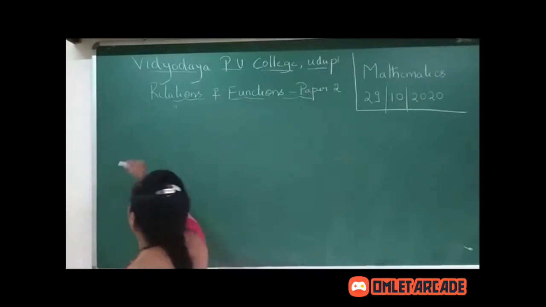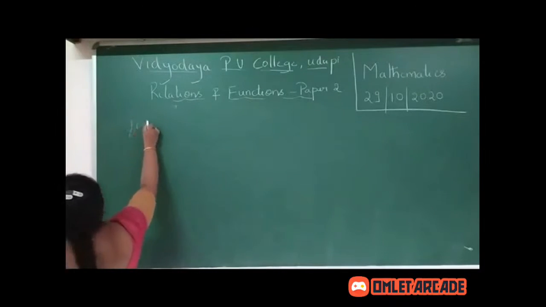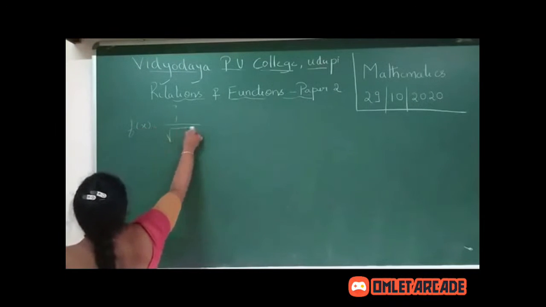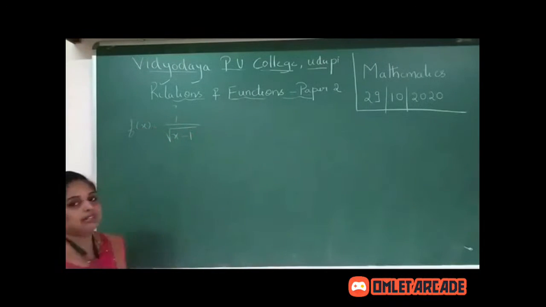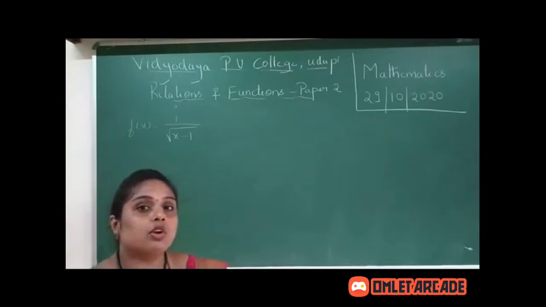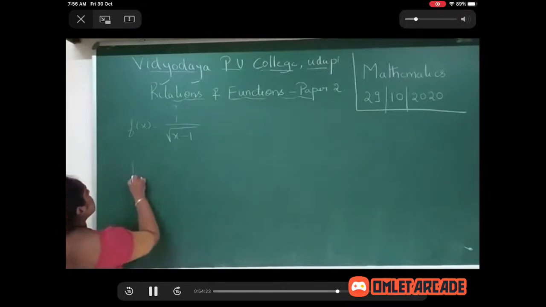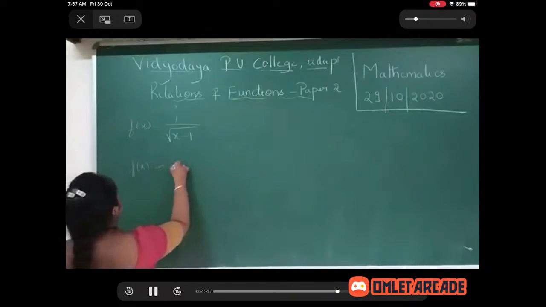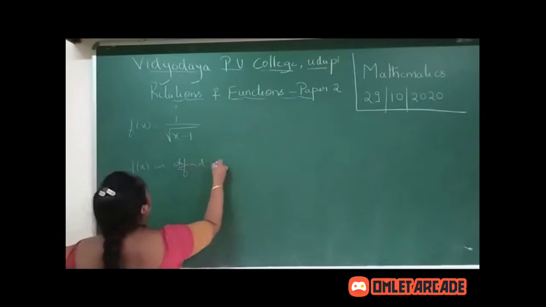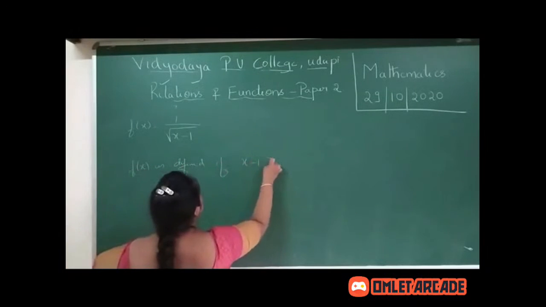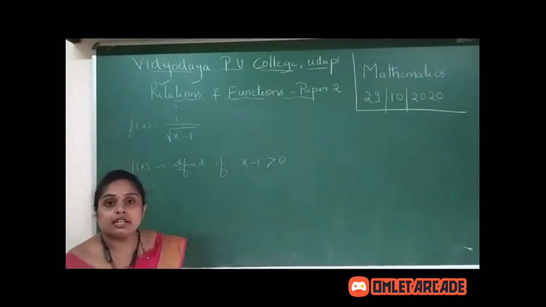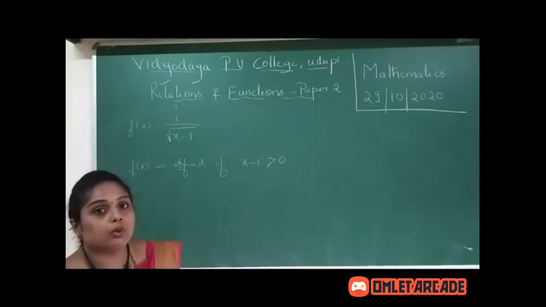The domain for f of x is equal to 1 divided by root of x minus 1. Simple problem. 1 divided by 0 is not defined, and inside the square root, if it is a negative value, it is not defined. So f of x is defined only if x minus 1 is just greater than 0. Not greater than or equal to also.